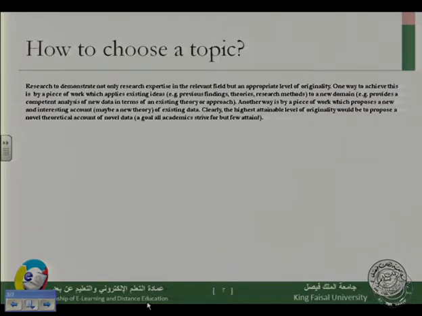Research is to demonstrate not only research expertise in the relevant field, but an appropriate level of originality. One way to achieve this is by a piece of work which applies existing ideas, previous findings, theories, research methods to a new domain, provides a competent analysis of new data in terms of an existing theory or approach. What do all these sophisticated, complicated words mean? Well, it means that if you want to choose a topic, go to previous research, see where that research stopped, and continue from that research.